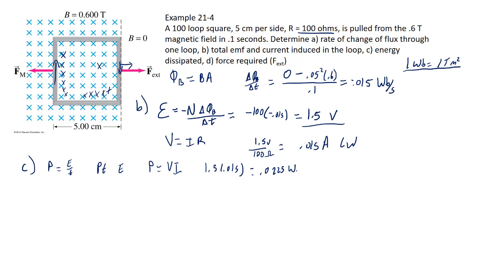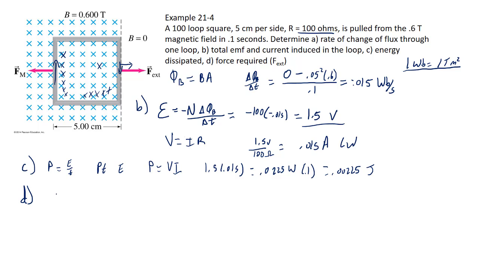That's the power. Now, this was going to happen for 0.1 seconds. So we're going to multiply this by 0.1 to get it to energy, times 0.1 is 0.00225 joules of energy. Now, question D says how much force is actually required to pull this out.